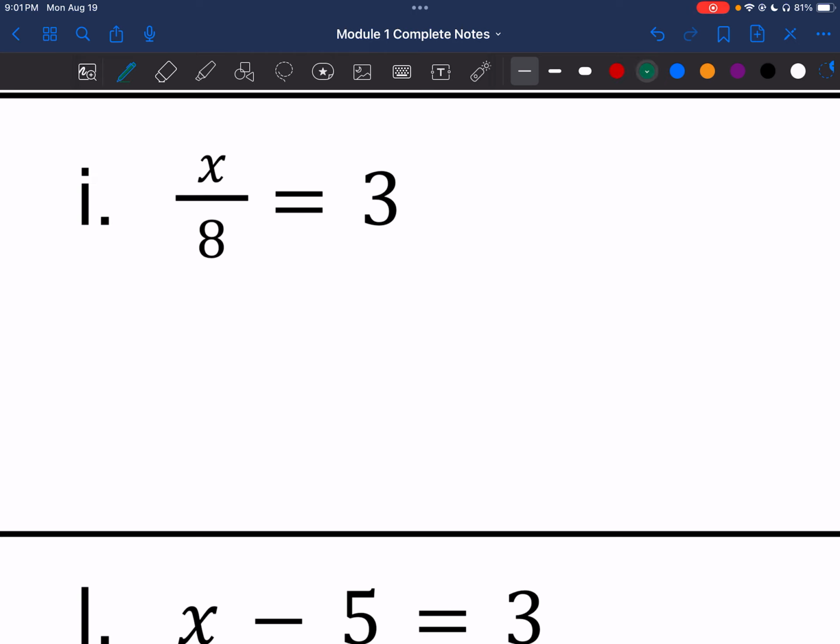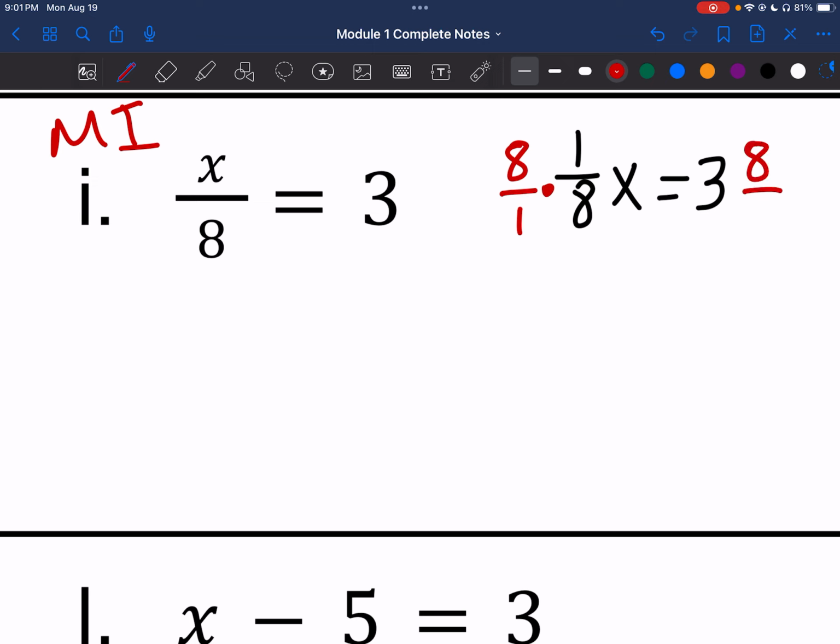Now, this is one that looks a little bit weird because we have x being divided by 8, but another way that we can rewrite this problem would be 1/8 x is equal to 3. Because dividing by 8 is the same as multiplying by its reciprocal, which would be 1/8. So this is another one where we can use multiplicative inverse in order to solve it, and we're going to multiply both sides by 8/1. Okay, and we remember that a whole number is also just a fraction over 1. So if we multiply both sides by 8, we're going to get that x is going to be equal to 24.